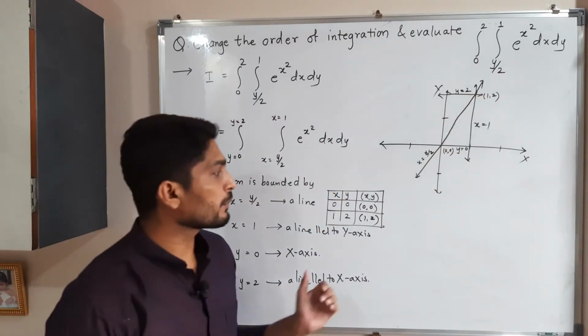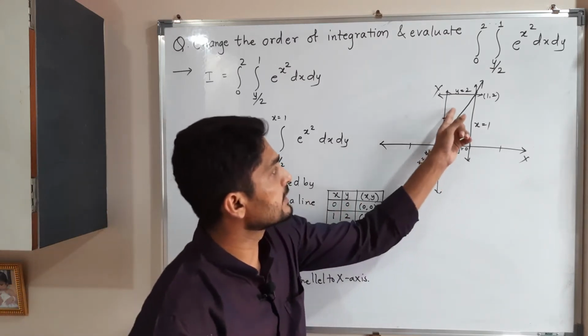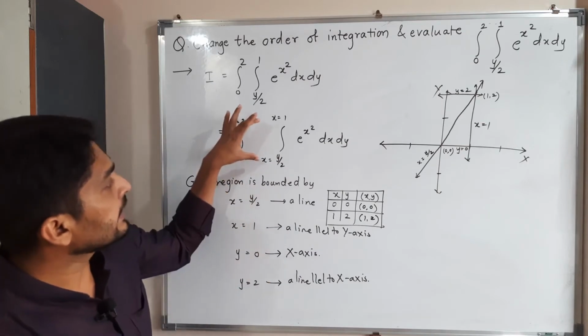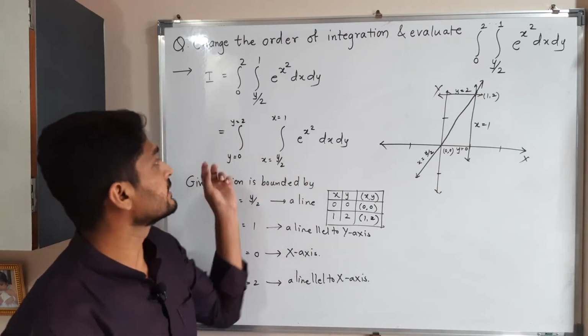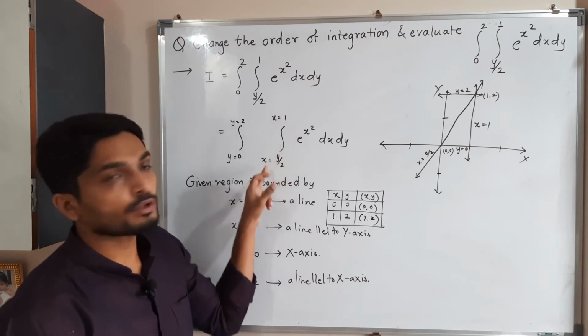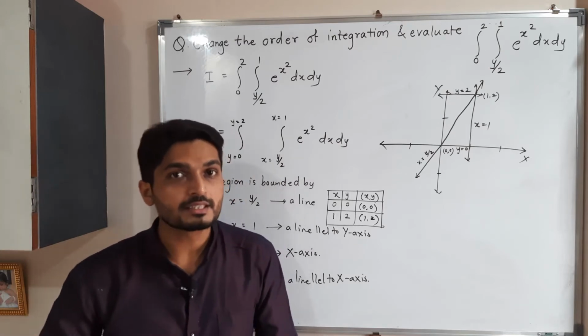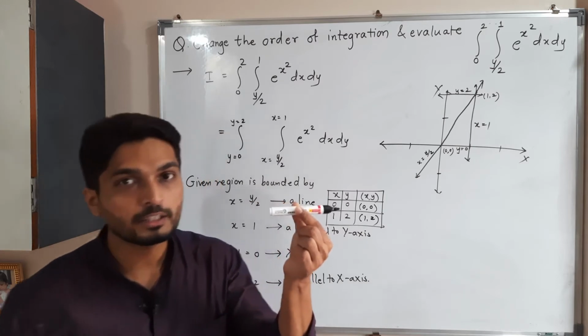So the region bounded by all these lines. Maybe you will get confused which region we have to consider, this region or this region. So what we do, see, the inner integral is integration with respect to x. This is the outer integral, this is the inner integral. These are limits of x. That's why the inner integral is with respect to x. That means the given strip is parallel to the x-axis.